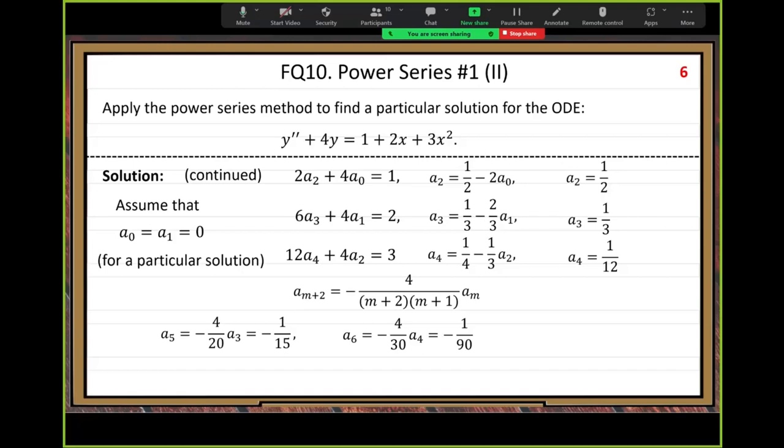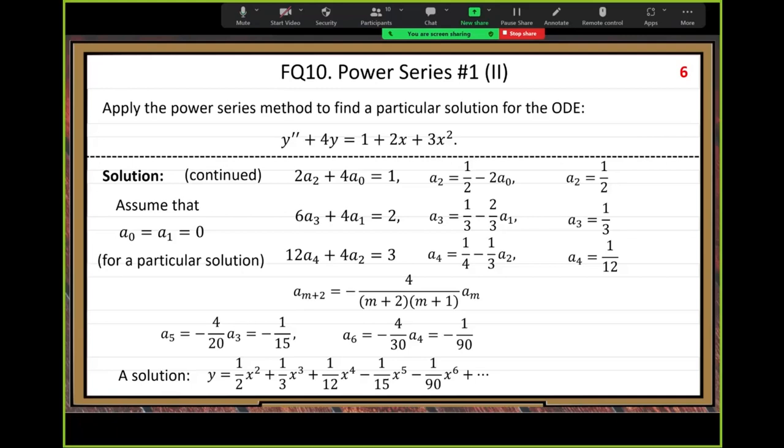Now we are ready to write the final solution. Because a0 and a1 are 0, the first two terms are gone. So then we write all these coefficients together: a2, a3, a4, a5, a6, and so on. That's the final solution.